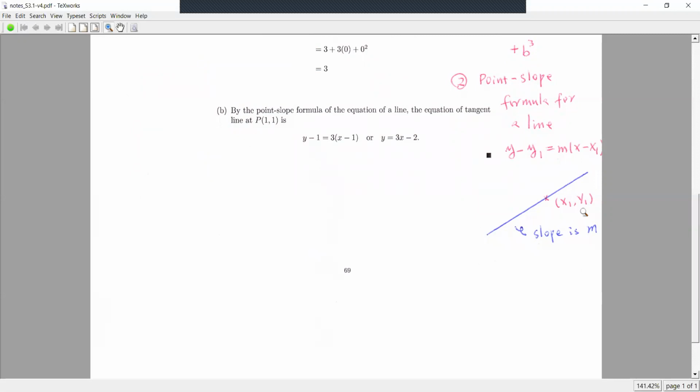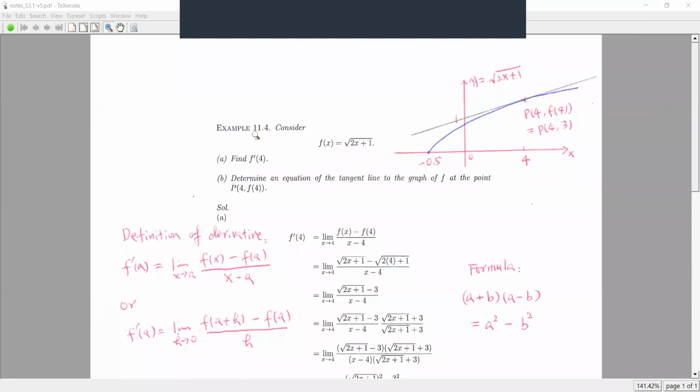(x1, y1) is the point P. So by this formula, y minus y1, y1 is 1, is equal to the slope, which is 3, times parenthesis, x minus x1, x1 is 1. Simplify this equation, then we have this equation. This equation is the answer to part B.